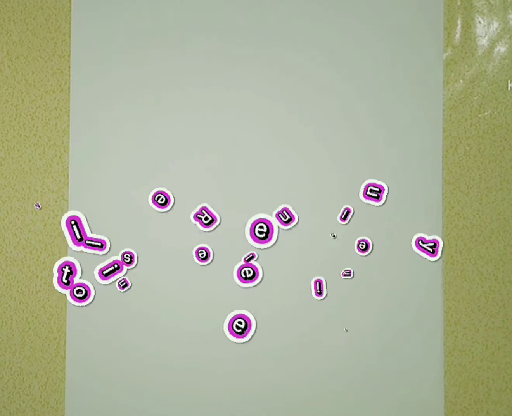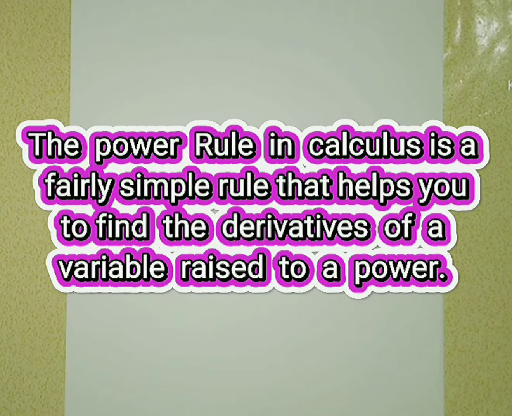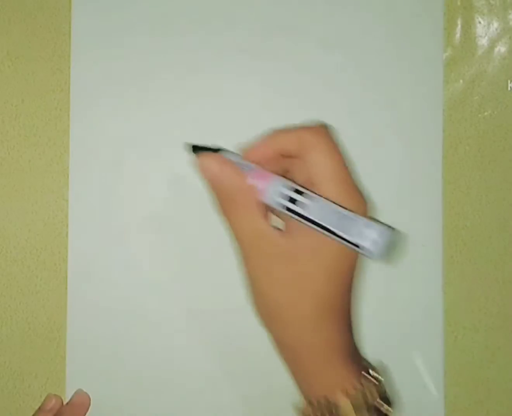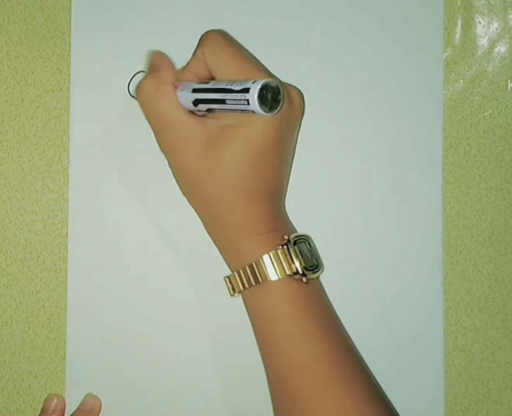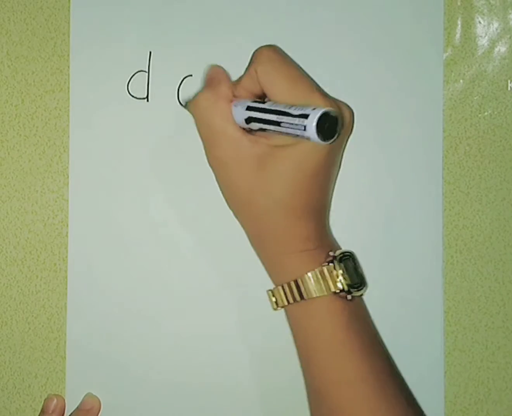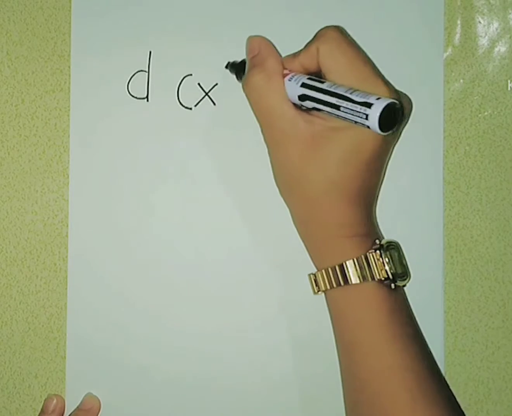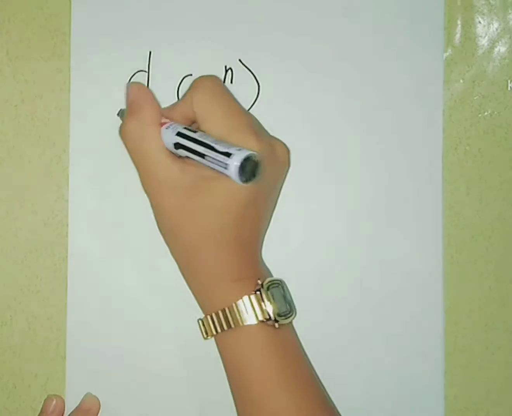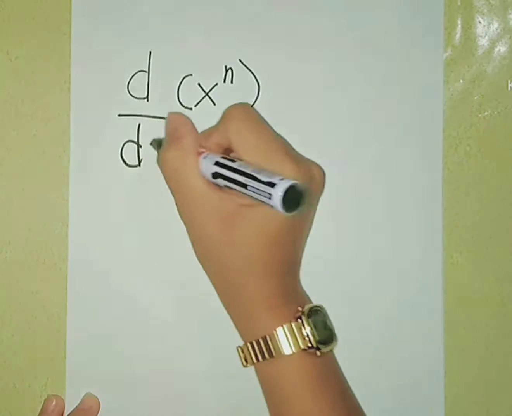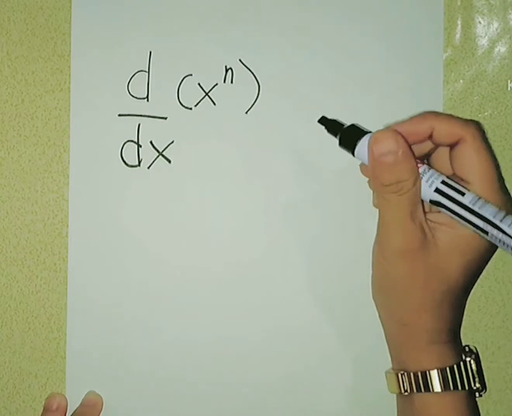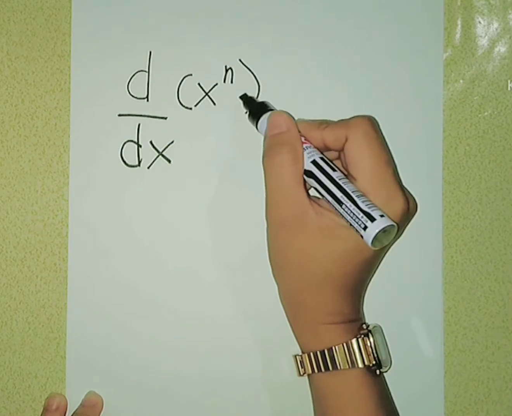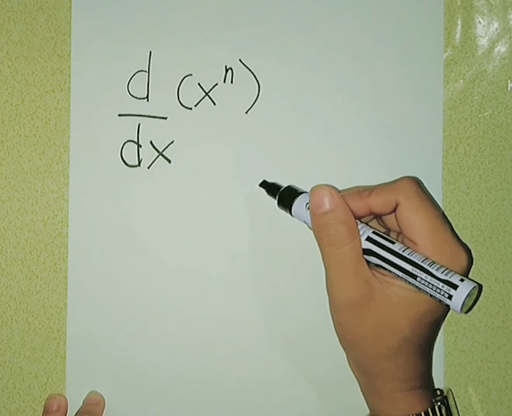From this moment, we will talk about the power rule of differentiation. Now, the power rule in calculus is a fairly simple rule that helps you find the derivatives of a variable raised to a power. So, if you're required to find the derivative of x raised to n in terms of x, that n is any exponent, we still use the power rule.